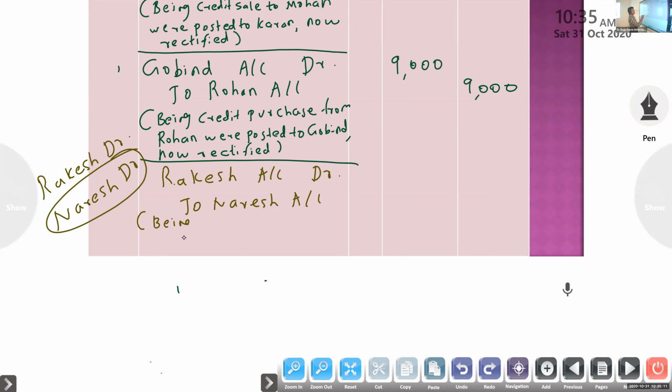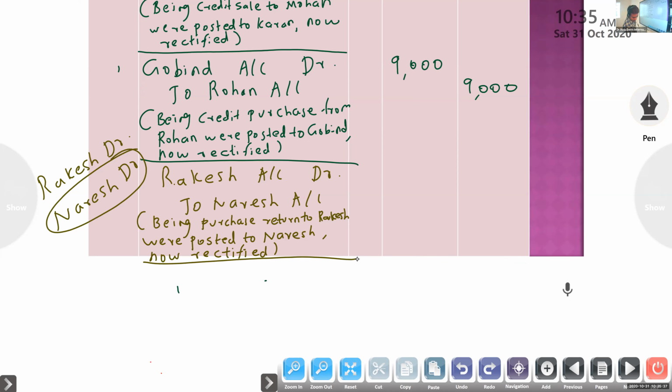Being purchase return to Ragesh were posted to Naresh. Now rectified. Same amount, 4,000.